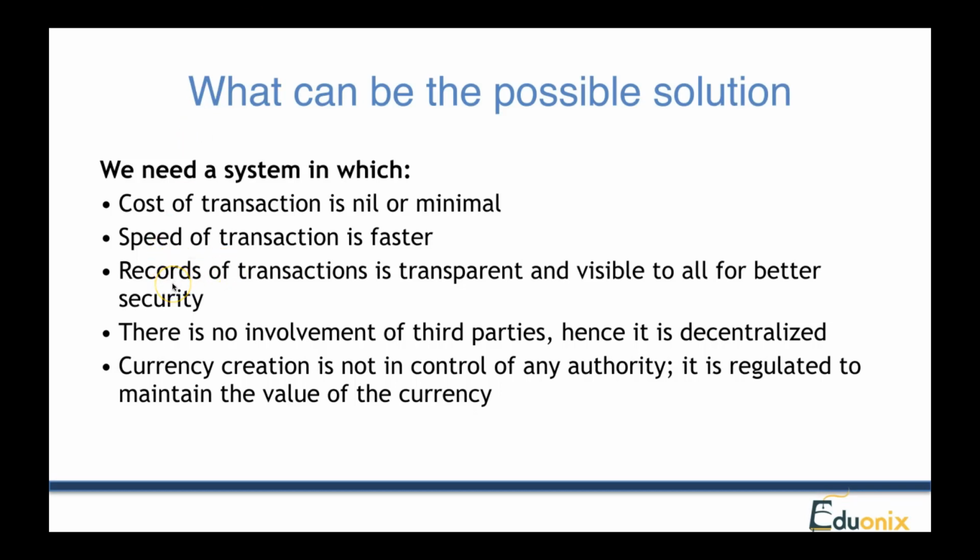Speed of transaction is faster. This is a possible solution. So here I have listed the possible solutions. The record of transaction is transparent and visible to all for better security. So here the record of transaction is visible to everyone. We can see who is cheating, who is not cheating, whether the government, which has promised to give this much amount of funds to the farmers, to the education sector, to the defense sector, is giving it or just putting it in their pockets. With transparency, we can see all the transactions happening, whether they are happening accurately as promised or not.